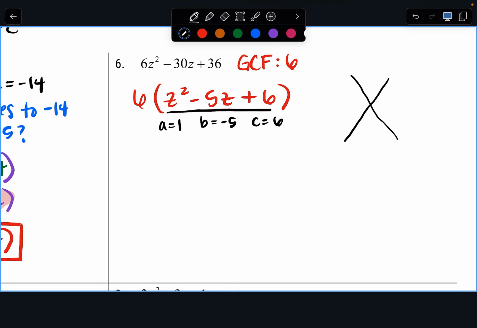Okay, top is A times C. Bottom is B. So what is A times C? -6. Oh, positive 6. Positive 6. And then I have B is -5, -2, -3.